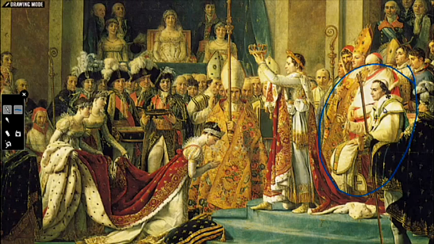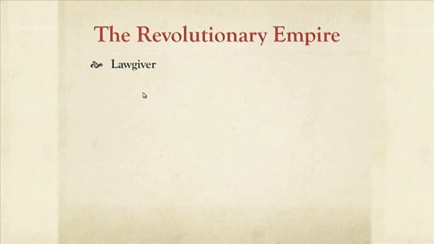Napoleon, having crowned himself, now holds the crown that he will also bestow upon his empress, Josephine. The self-made emperor reconciled with the Church. Think of this still as a revolutionary empire. Napoleon is symbolizing the emperor as lawgiver, famous for creating the Napoleonic Code.